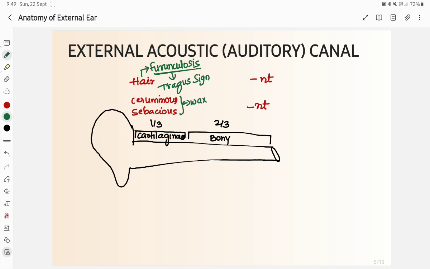Now, as you can understand that hair follicles are absent in your bony canal, so furunculosis is also restricted only to your cartilaginous canal. Now, below your EAC, you have a gland, a salivary gland. Can you guess what gland it would be? Right. It is the parotid gland.